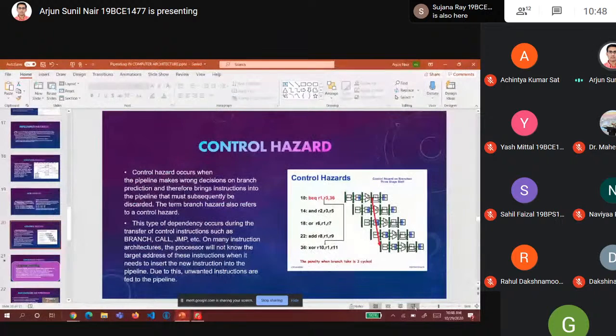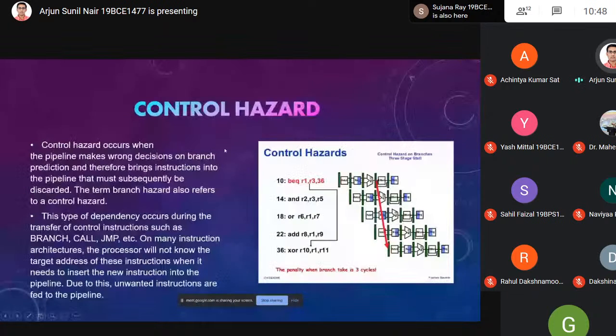So control hazards. As I showed before, when Yash was presenting, when there is branching or jumping or calls, wrong decisions will be taken by the pipeline. The pipeline will predict what the next instruction would be, but since it won't be the correct instruction, unwanted instructions will be inserted into the pipeline.